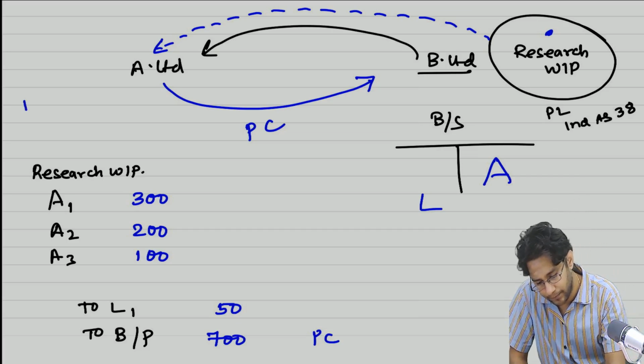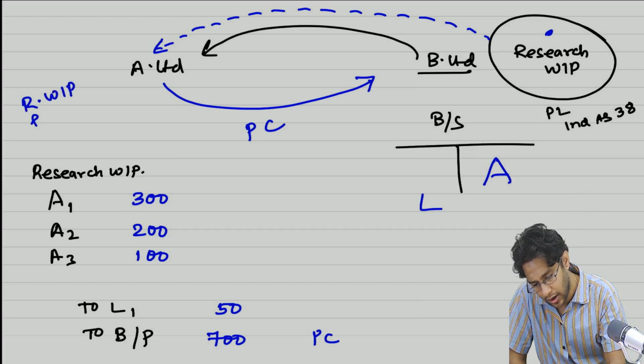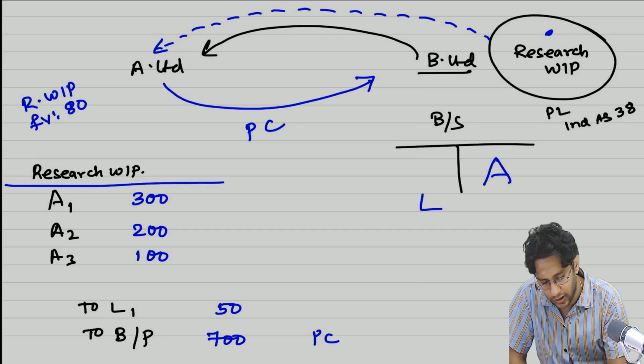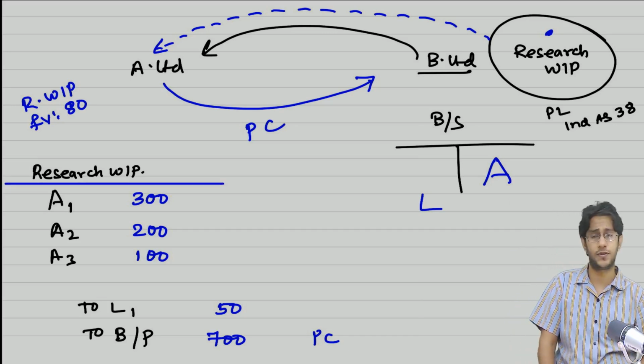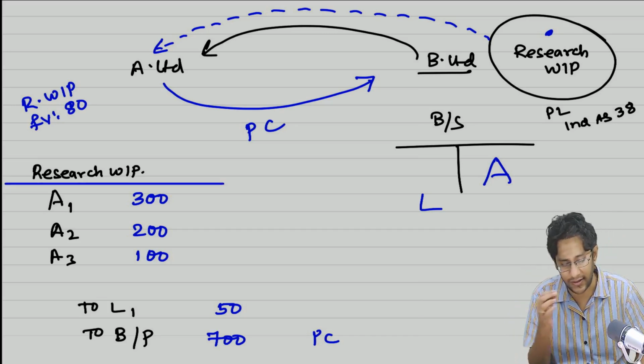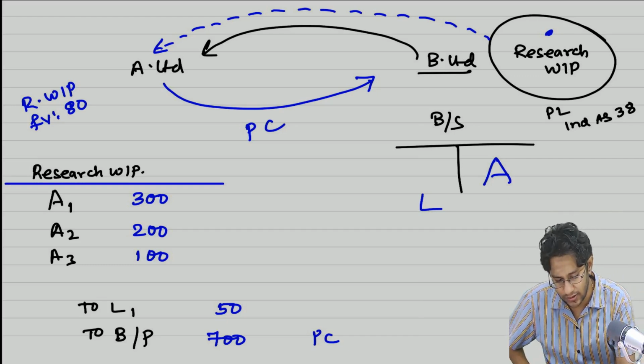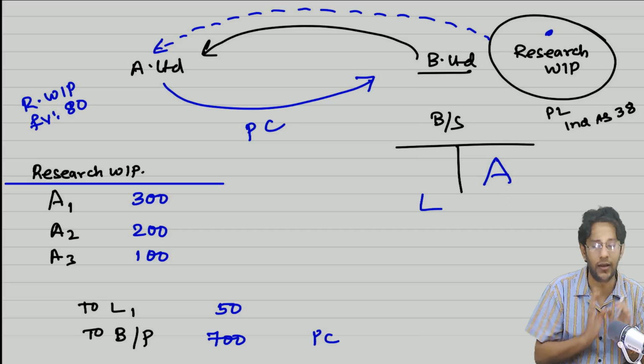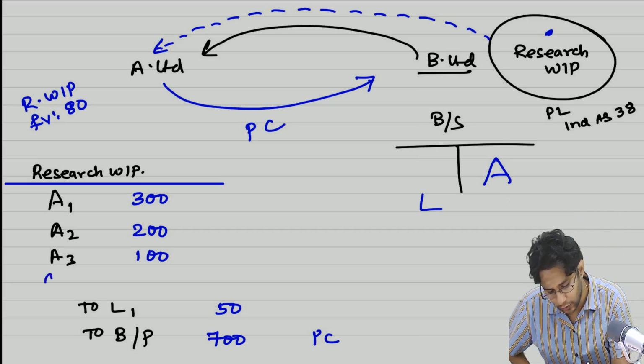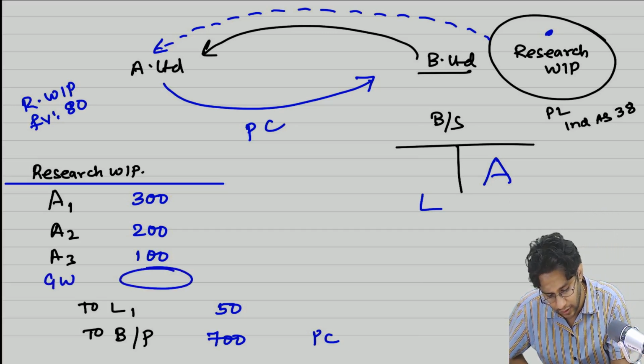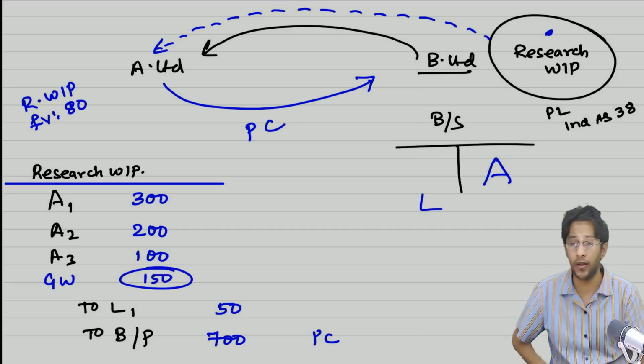Research WAP has a fair value of, let us say, 80. Now for one moment, assume that I do not recognize research WAP as an asset. So I simply recognize 3 assets and 1 liability. So who's 550? For 550, I paid a consideration of 700. So your goodwill balancing figure will be 150 rupees.